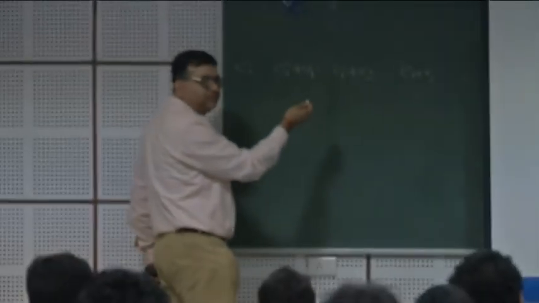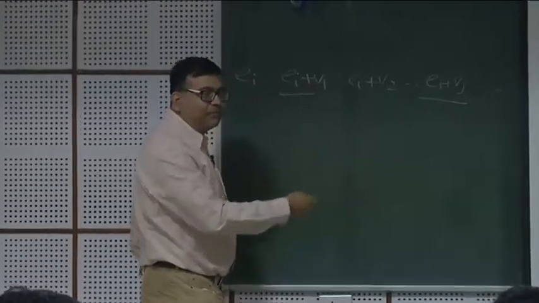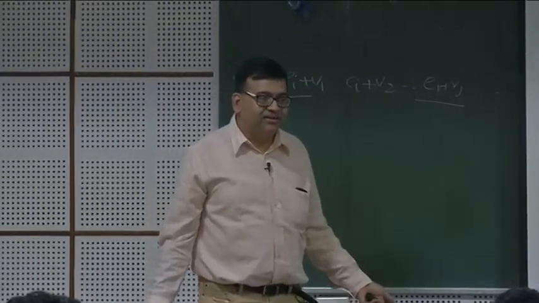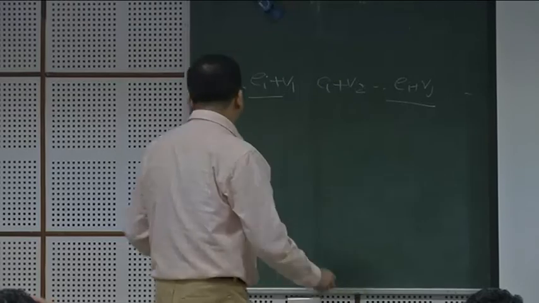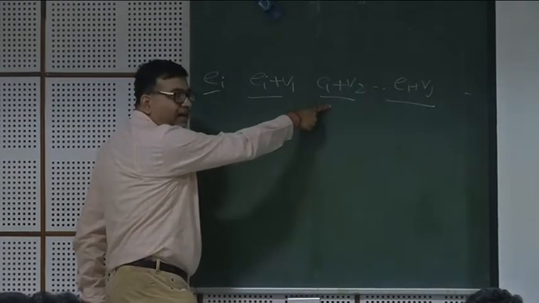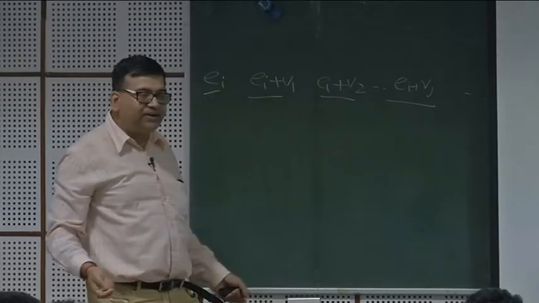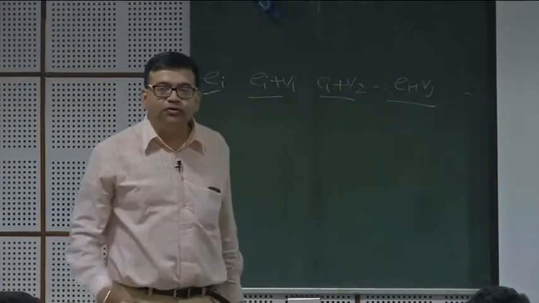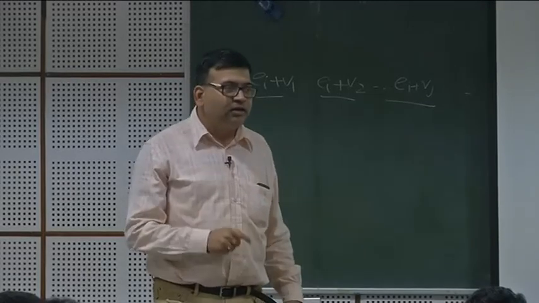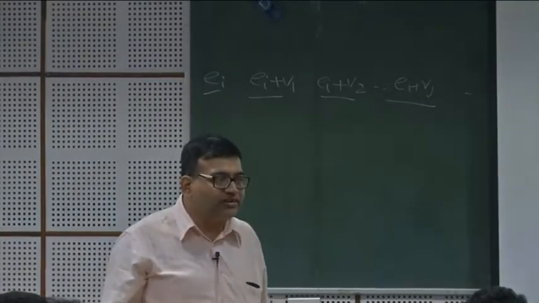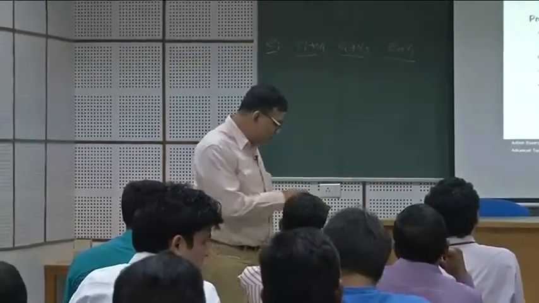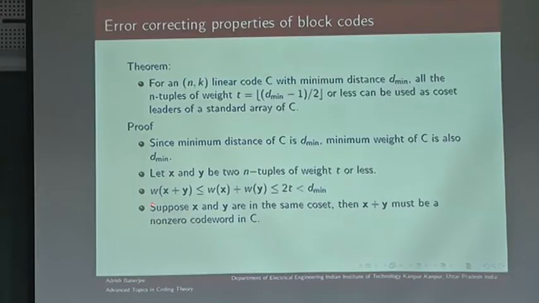Now, if you take any two elements, let us take this and this, and add them up, what do you get? ei and ei will add up to 0, and you will get v1 plus vj, which is another valid code word. You can take any other two elements, again we add up, ei and ei will cancel out, and what you will get is v2. So, when you take two elements of a coset and add them up, what you get is a valid code word. Then, if it is a valid code word, what is the minimum distance of that? That should be at least d min, because the minimum distance of the code is d min. Now, what we have shown here is that the Hamming weight of x plus y is less than d min.